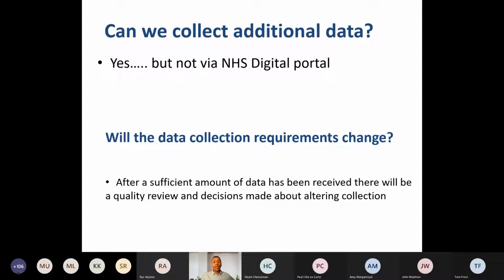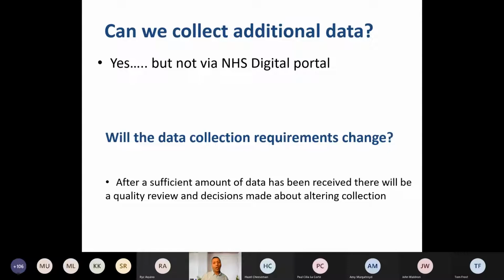Can you collect additional data? I know lots of areas are collecting additional data, and we deliberately nationally only wanted to collect the absolute minimum data set because we wanted to reduce the burden on people. But we understand that you all might be wanting to collect additional bits of data that support your understanding and your delivery and will support your commissioning, etc. So yes, you can collect whatever you need to through whatever portals you'd like.